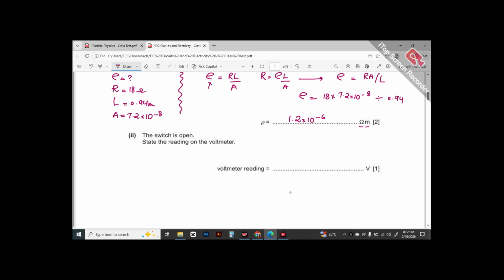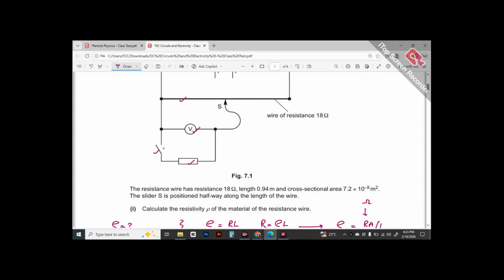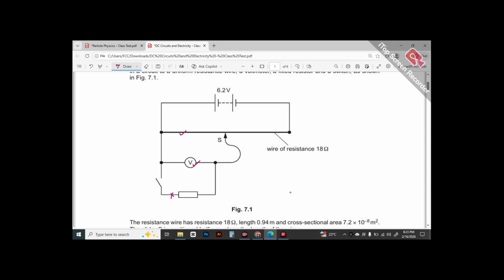Then they say that the switch is open. Now state the reading on the voltmeter. Like this switch right here is not connected so far, it is open. And when we say that this switch is open, that means this resistor is not connected in the circuit as of now. They are asking you what the reading on the voltmeter would be. Now what exact reading will the voltmeter provide? The voltmeter will provide the potential drop across the resistance associated with the length of this wire from here to here.